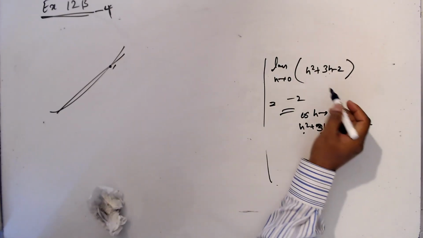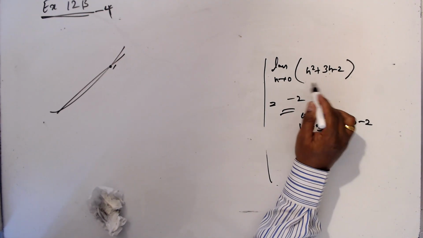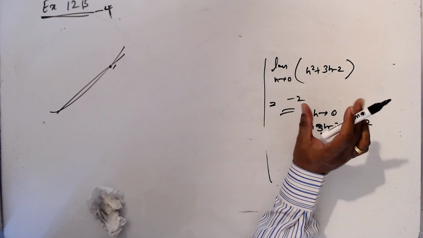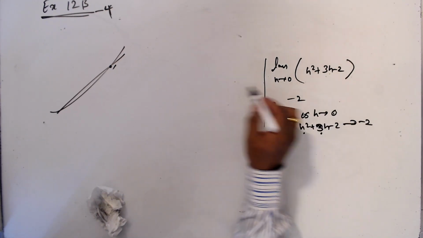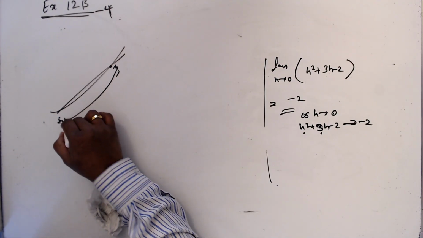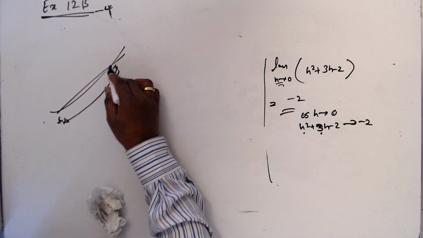In this sum, it's a good example. We get the gradient and then we make h smaller. It means we bring this point B to point A. That's what we did: when h gets smaller, B overlaps on A.